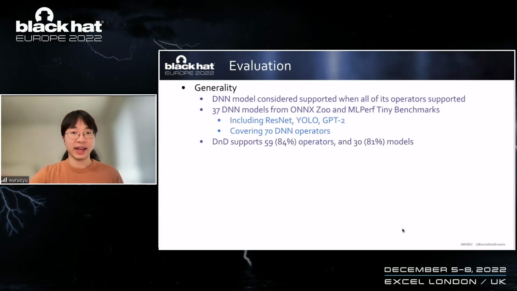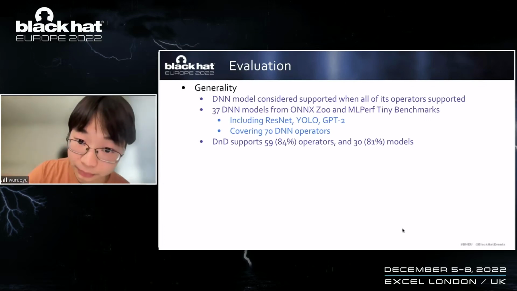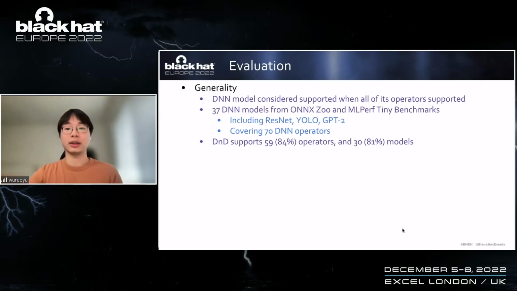Our evaluation showed that our system can support 59 different operators, which is 84% of the total 70, and in turn it can support 30 DNN models, which is 81% of our dataset.